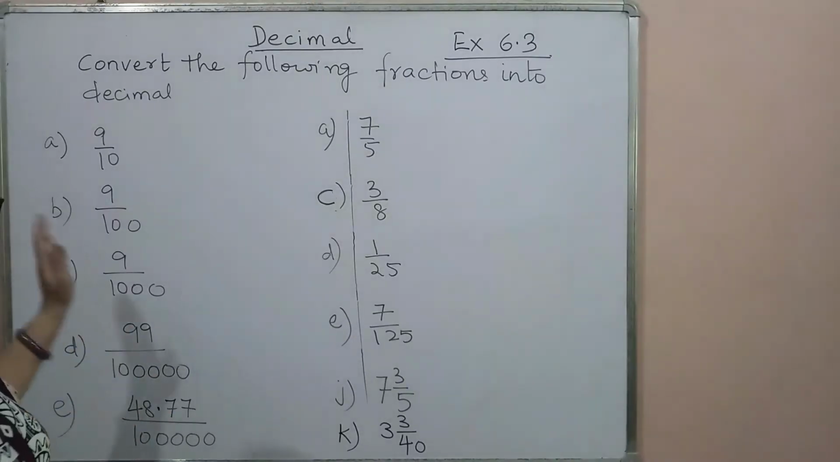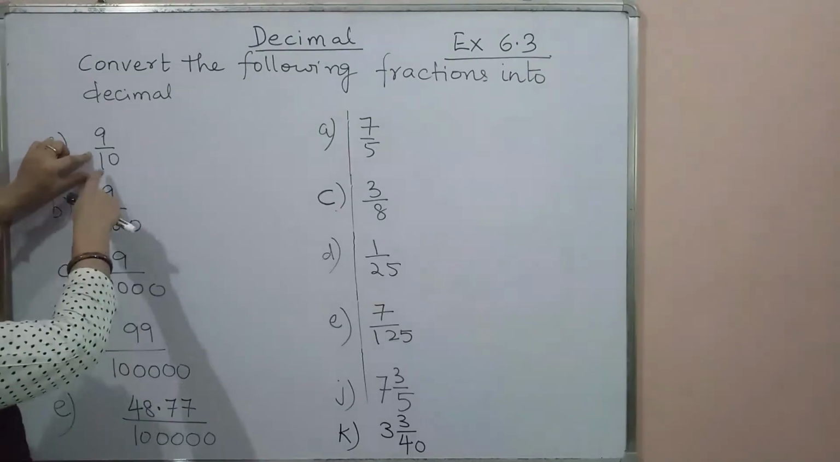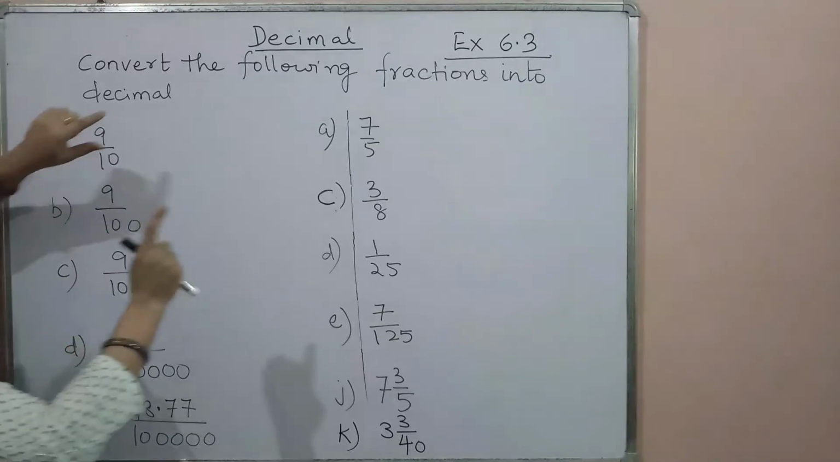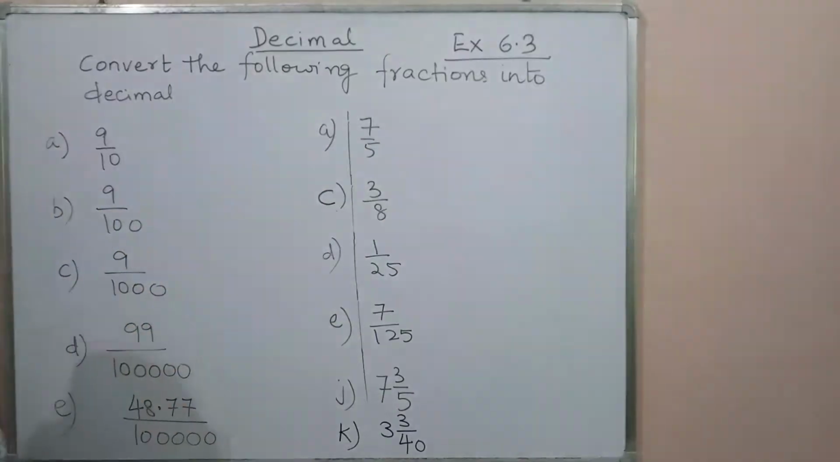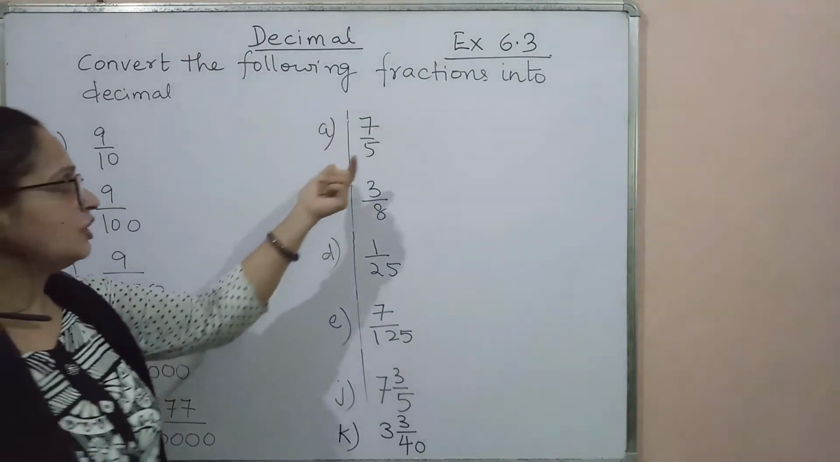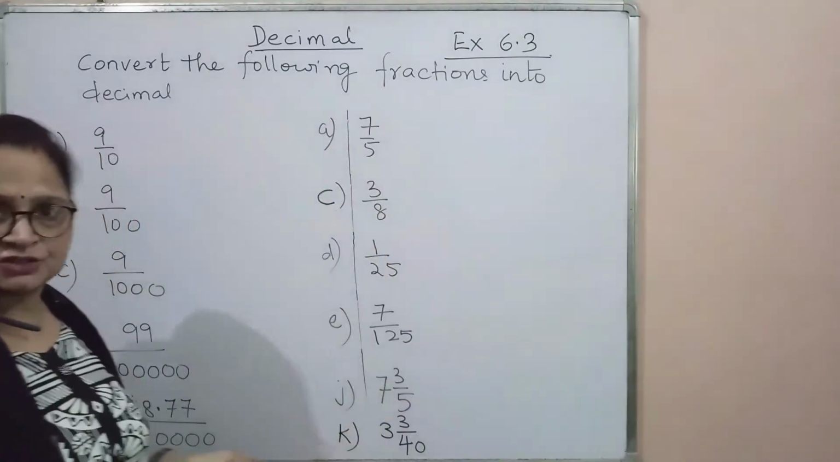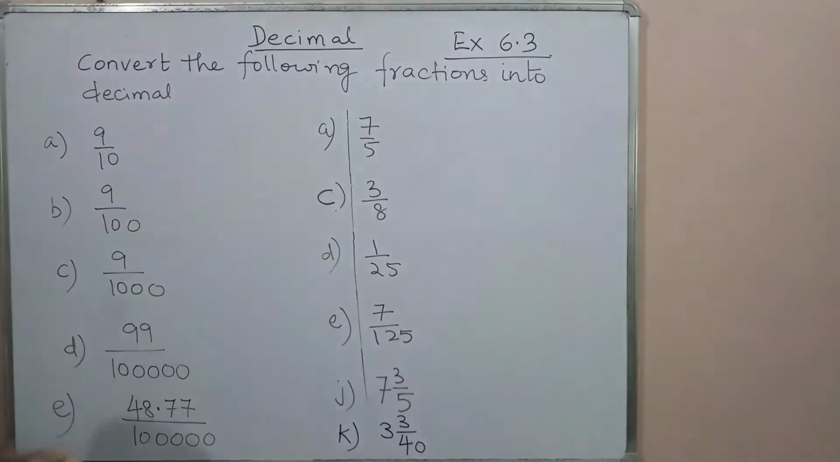If you look very carefully, you can easily understand. Just look at the denominators of these numbers and the denominators of these numbers. In the first set, the denominators are multiples of 10: 10, 100, 1000, 10,000, lakhs, like that. But here we have different denominators. Now see how we can convert these fractions into decimals.